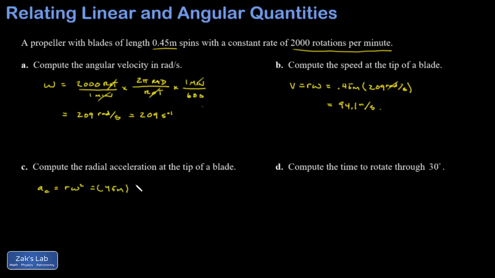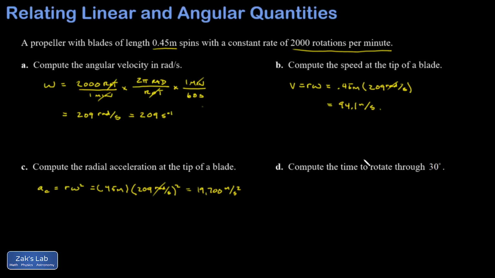So I get 0.45 meters and then times omega squared, so that's 209 radians per second, all squared. Again, radians are unitless, so I can see my units come out to meters per second squared. That's good. And I end up with a radial acceleration to 3 sig figs of 19,700 meters per second squared.